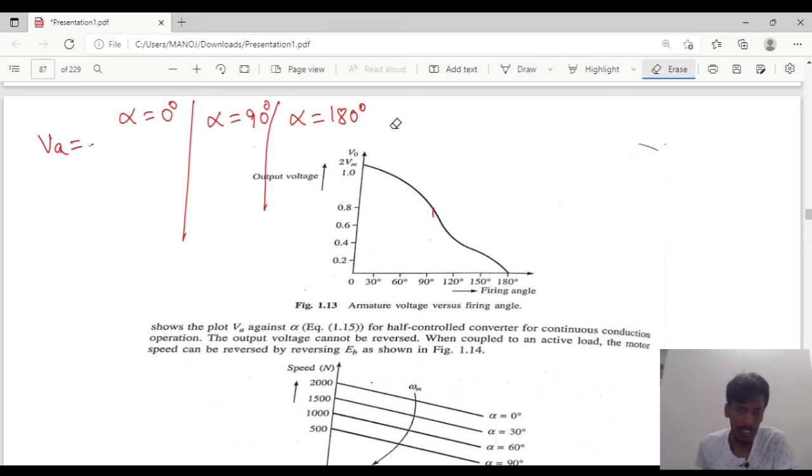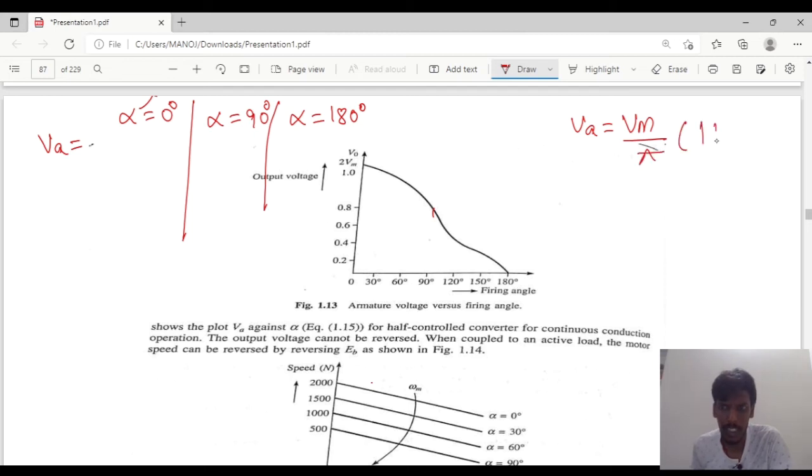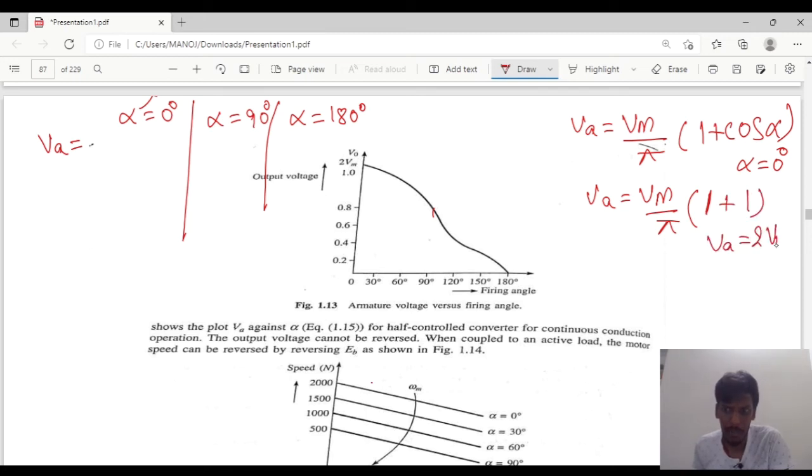For these three values, first we will calculate VA at an angle 0. If I substitute in VA equal to Vm by pi (1 plus cos alpha), in this I am substituting alpha value 0. So VA value equal to Vm by pi, cos 0 means 1. So 1 plus 1 it will be 2 Vm. VA value will be 2 Vm by pi. So at alpha value 0, the value of output voltage will be maximum, that is 2 Vm by pi.